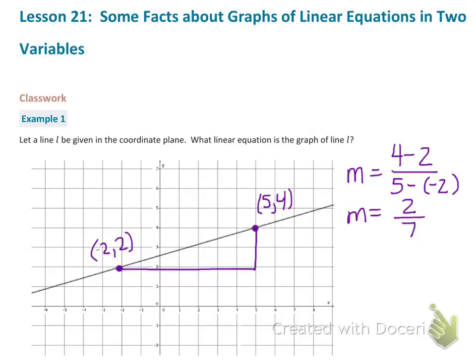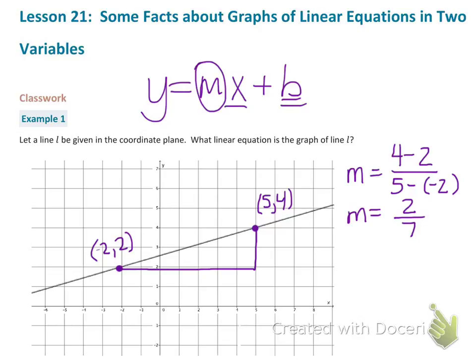Okay, if I knew the y-intercept, I would just put it right into y = mx + b. But I don't know the y-intercept. I don't know this number right here. But I do know the slope, and I do have a couple points on the plane that are solutions to this equation. So I'm going to write what I know: y is equal to 2/7 x plus b.